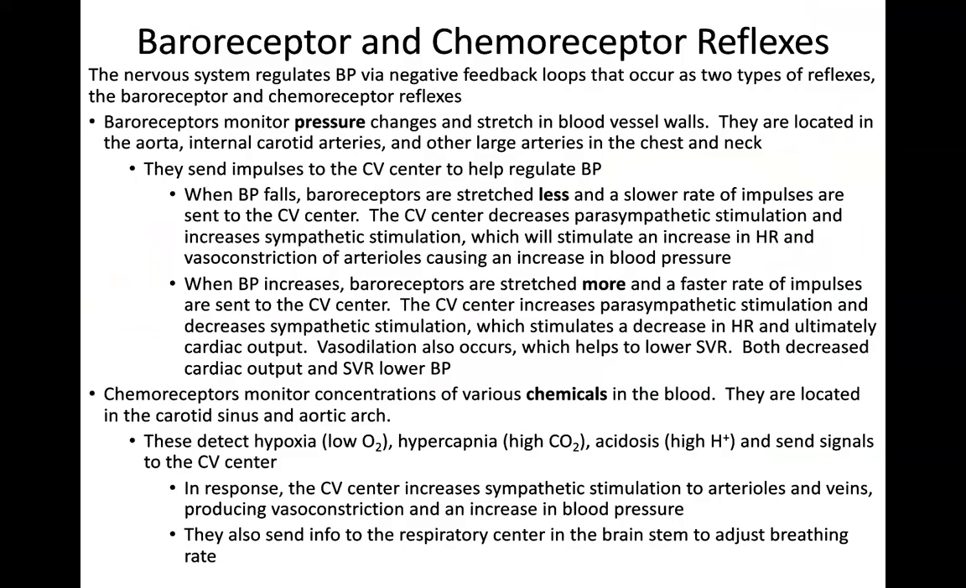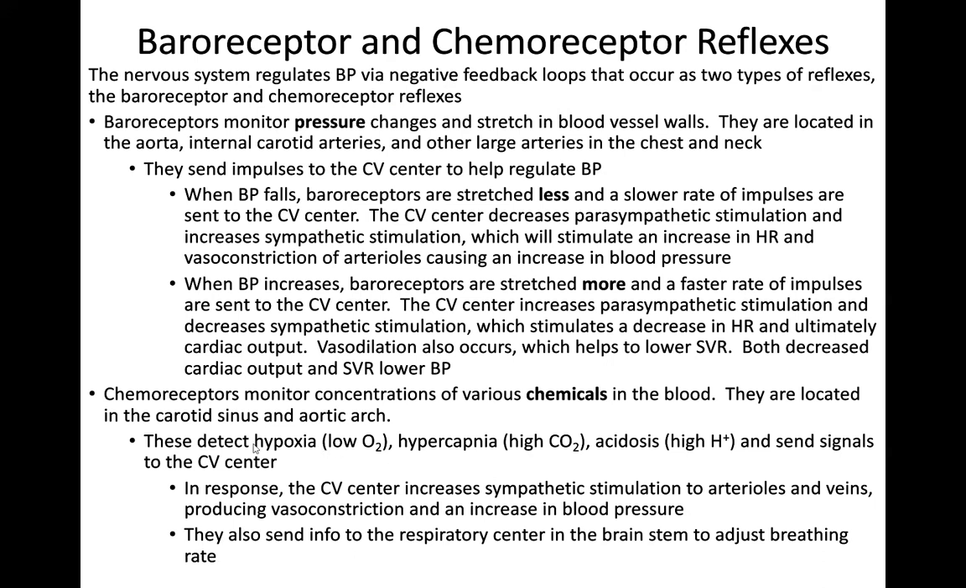Unfortunately, your textbook doesn't have an illustration or anything for the chemoreceptor reflex, so I'll just have to explain it without any pictures. Chemoreceptors are the receptors that monitor chemicals in our blood, hence the name chemoreceptors. We have them in the same areas, in your carotid sinus and aortic arch, so up in the upper chest into the neck area. These detect three things: hypoxia, which is low oxygen in our blood, hypercapnia, which is high carbon dioxide levels, and acidosis, or high hydrogen ion concentrations in the blood.